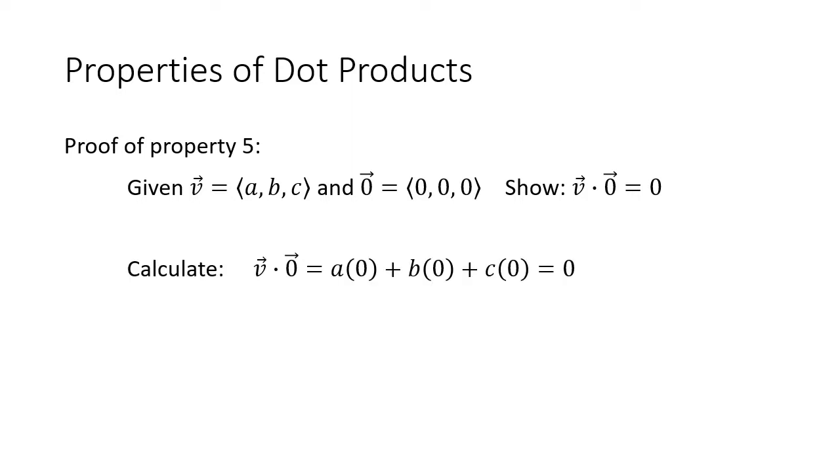Take that left-hand side, and when I dot it and match up my components, a times 0 is 0, b times 0 is 0, c times 0 is 0, and 0 plus 0 plus 0 is 0. And boom, that one was done. That was really, really easy.